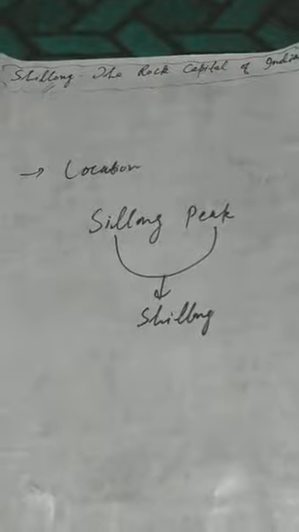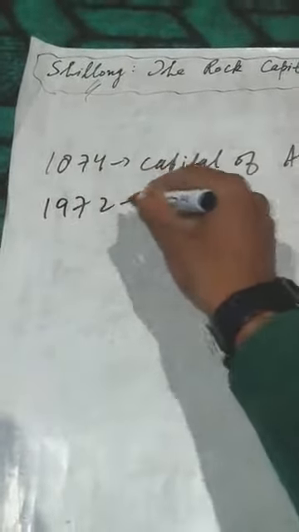Point number two. In 1874, Shillong became the capital of Assam. It means under the British rule of India, or we can say under the British rule of Shillong. So what happened in 1874? It became the capital of Assam. The essay is full of information regarding Shillong, so you need to remember these dates. Another date mentioned is 1972.